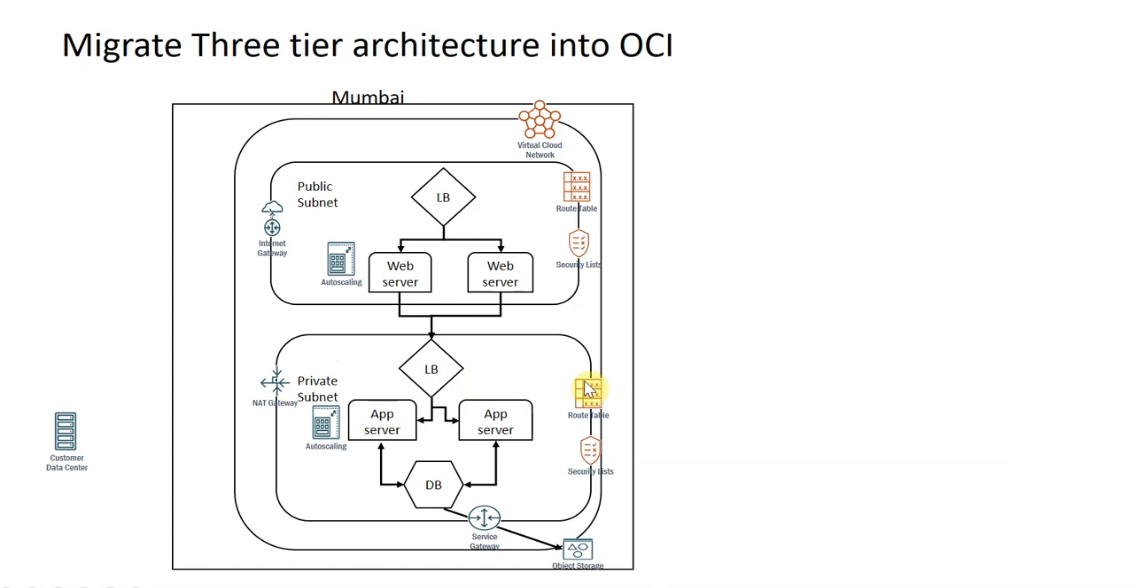So those rules will be defined in the route table, as well as the security rule defined at the firewall level. If you take the private subnet, the security list will allow the communication only from the public subnet, I mean the web server. It won't allow connections from the outside world. So those will be defined in the security list.